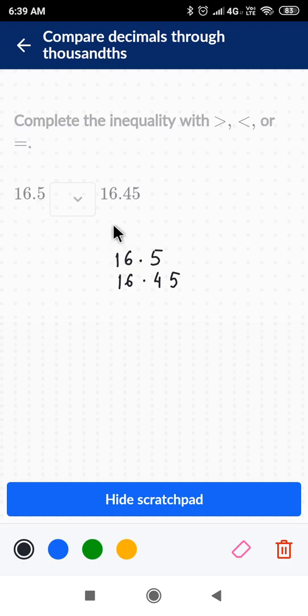Let us start comparing. The first digit is the same, the second digit is the same. In the third digit, 5 is bigger than 4, so 16.5 is bigger than 16.45. When we say sixteen point five is bigger than sixteen point four five, it sounds okay. If we were to say sixteen point five is bigger than sixteen point forty-five, it sounds wrong. That is why we never say sixteen point forty-five. We will say sixteen point four five.